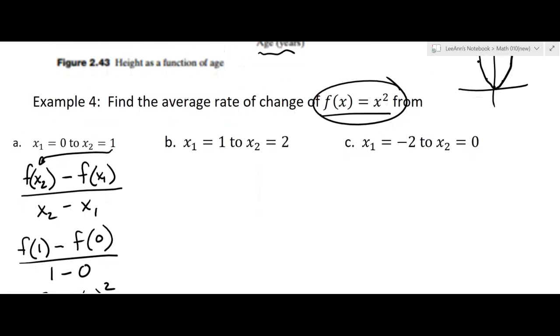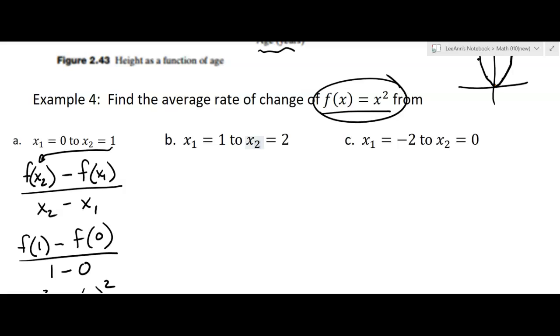So if I go back to my little diagram over here, here's x being 0, here's x being 1. I could draw the secant line, and I don't have it drawn very well, but the slope of that would be 1.